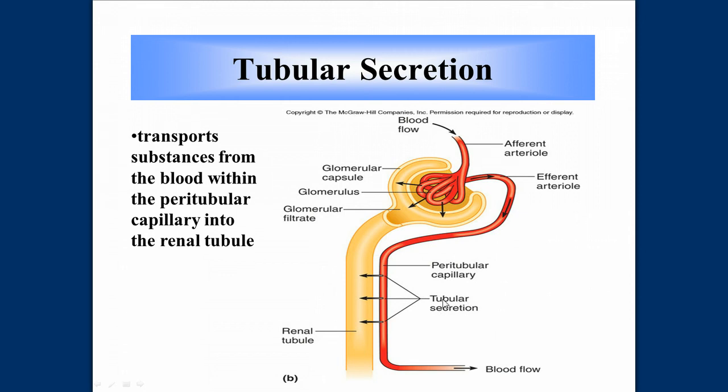So tubular, that's where it's going. It's being given up by the blood vessel. Okay, so the blood vessel is secreting these substances and dumping them into the tubule. Transport substances from the blood into the peritubular capillary. The blood in the peritubular capillary is dumping it into the renal tubule.